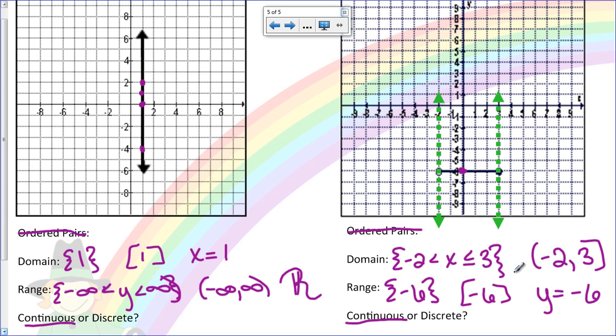Print off these notes, have them handy for yourself so that you can go look at them and have the pretty graphs. Otherwise, I hope you sketch really, really well, and we will practice this when you come to class tomorrow. I will see you then.